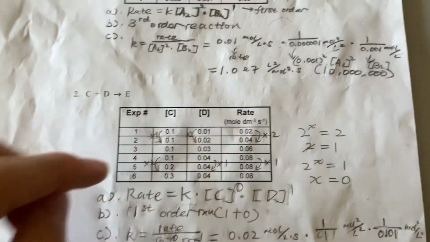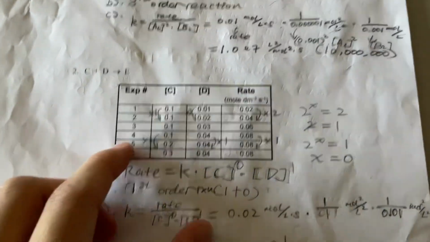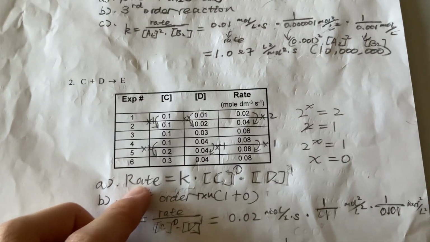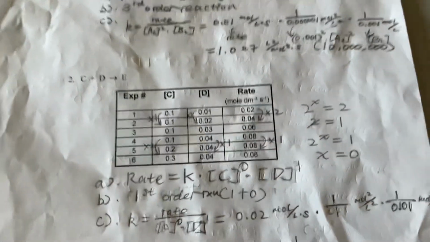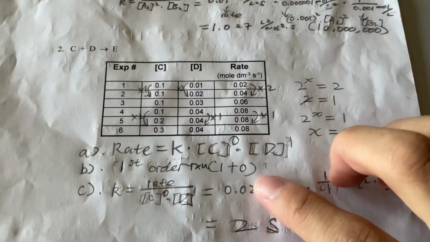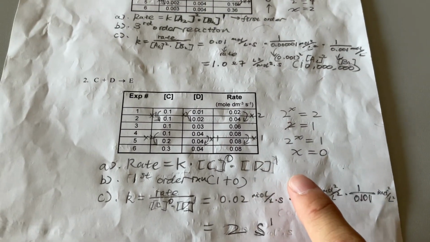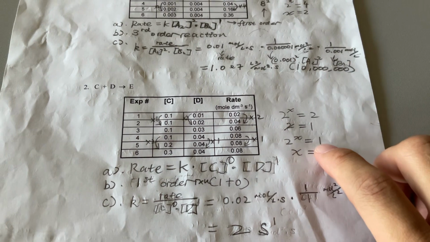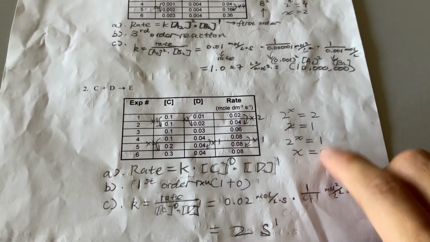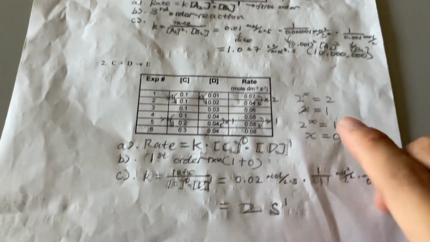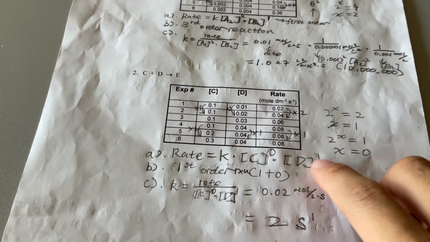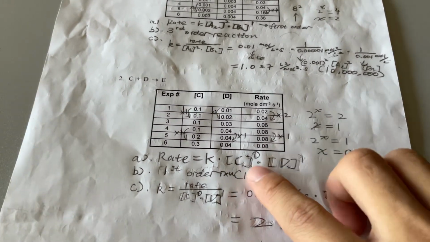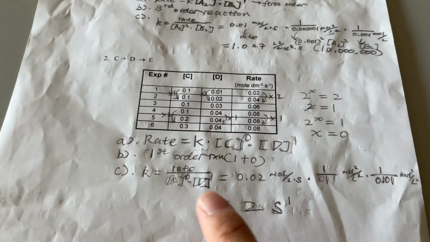For the second question right here, we have C plus D, I guess that's an E, right? So it's just a letter changed, but it's basically the same thing. Here, we're just gonna apply the same formula as in question A. So rate equals k multiplied by C to the power of 0 and D to the power of 1. Where we got 0 is from 2^x equals 1, so x equals 0. And 2^x equals 2, so x equals 1. And when you add 1 plus 0, that gives us 1. So this is a first order reaction.